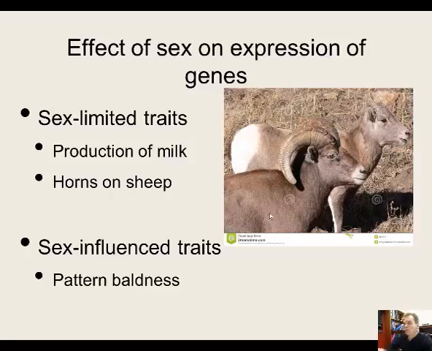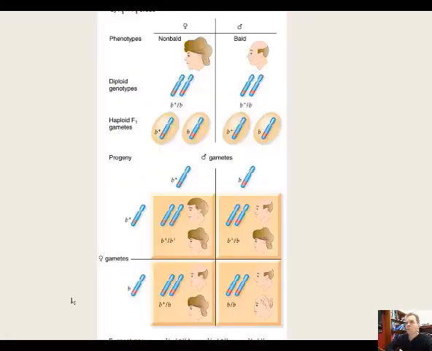Horns on sheep are an example. Both sexes express the horns, but the size of the horns is much different, influenced by the male genes. Another type of sex trait, effect of sex on gene expression, is sex influence traits. For example, pattern baldness. Let's look at an example.